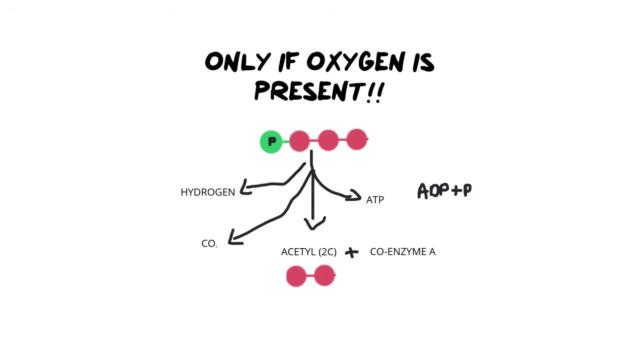This product that we get at the end, acetyl coenzyme A, is the first substance that we use to enter the Krebs cycle, which, as I said, will be in a follow-up video from this one now.